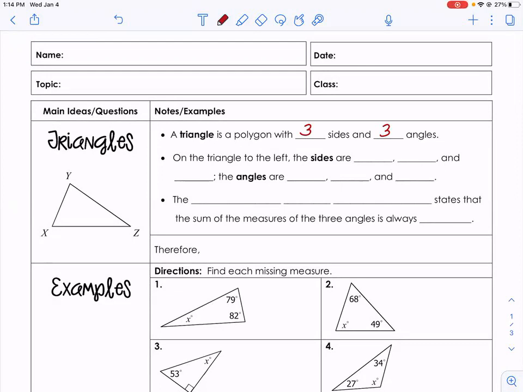Okay. Now, if we go over here and we look at this triangle right here, its sides would be the side XY, the side YZ, and the side XZ. Okay, we have 3 sides. You with me? Okay. We have 3 angles. And I'll label them like this: angle X, angle Y, angle Z.